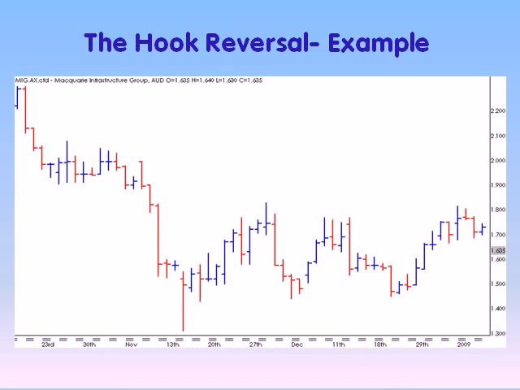Alright, let's go to Australia and look at the Macquarie Infrastructure Group. Large downtrend, halted by a bullish rejection bar. A test, unable to break through to new lows. Another test, this time on reduced momentum, back down to the same area.